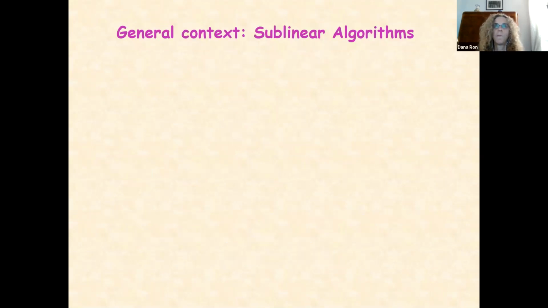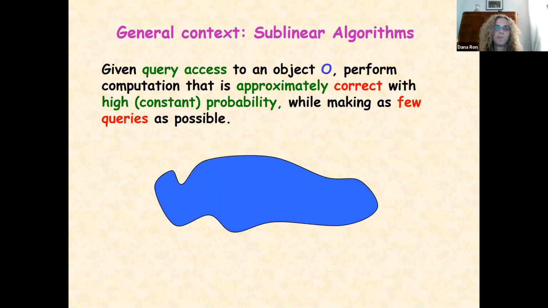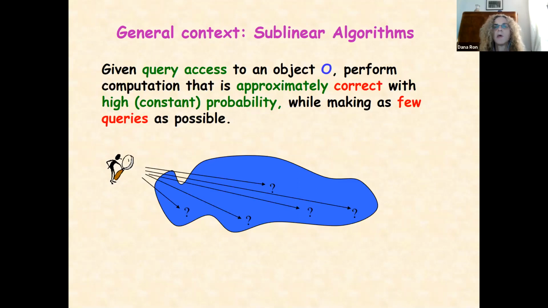Okay, so let's start with the general context. I'll be talking about sublinear algorithms. What do I mean here? Because there are various types. We have query access to some object O, and we want to perform some computation that is approximately correct. We want to do it with high probability, here it will be constant. We can boost the probability if we like, but it's simpler for me to think about high constant probability. And we want to make as few queries as possible. Just a little illustration: this blob here is the object, and this is us. We perform queries, do some computation, and then output something.